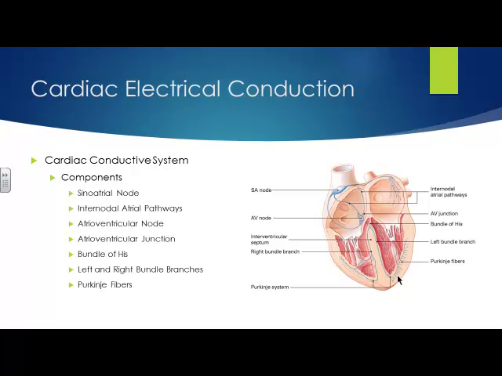The bundle of His then bifurcates into your right and left bundle branches, right? Then they continue on. You've got your fascicles and you've got your Purkinje fibers. Pretty easy stuff, right? Pretty easy stuff.